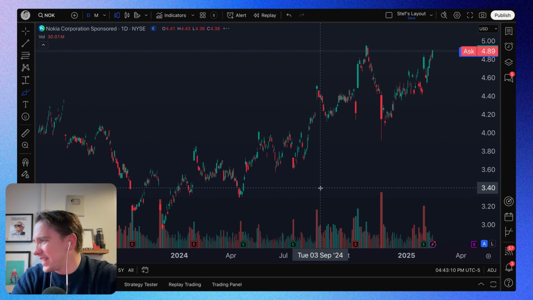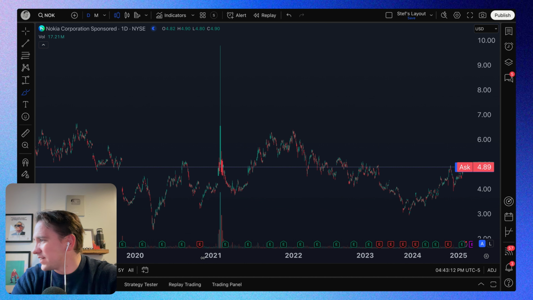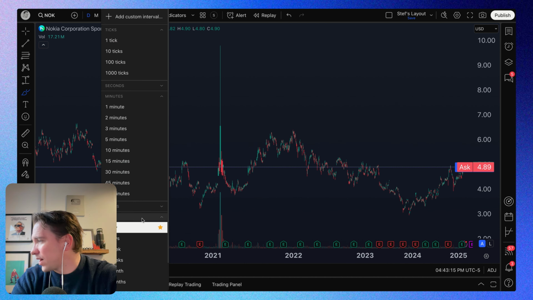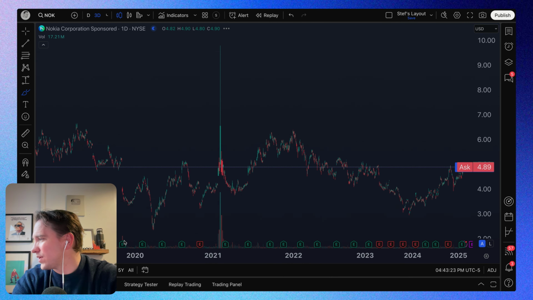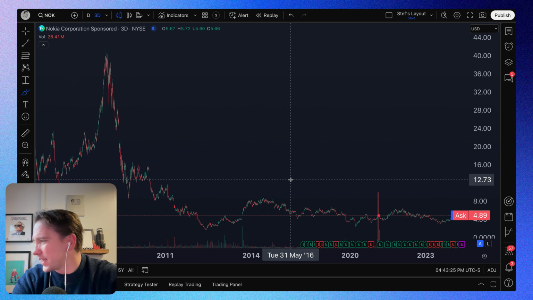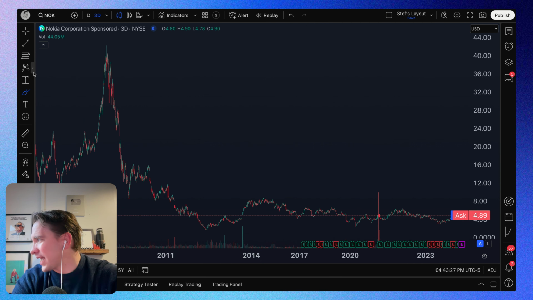And if I can get a Nokia daily chart long enough, it doesn't look like I can. I could probably change this maybe to a 5-day. Let's do this. Maybe let's do 3 days. I should still be able to see a gap or two. Let's see, 3 days. Okay, let's see if we got any gaps. Yep, we got a gap right here.